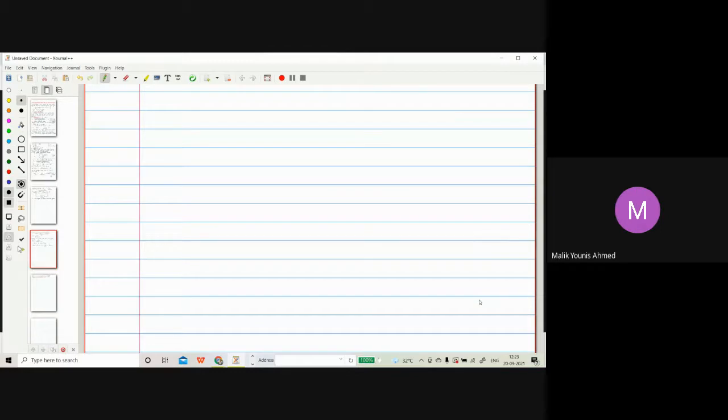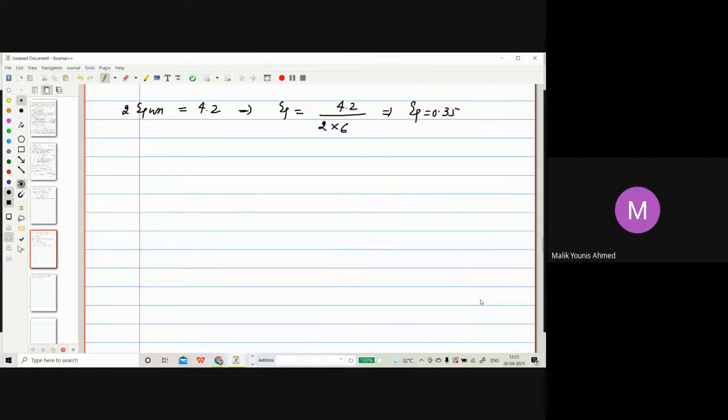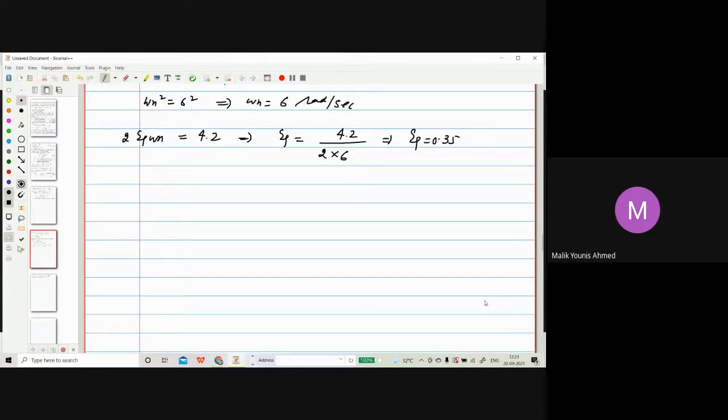So let's summarize. Now we have defined the values of xi and omega n. We have already defined that. Let us relate these quantities to the pole location. If we solve for the poles, we can find s1,2. We will get minus xi omega n plus minus omega n under root of xi square minus 1.